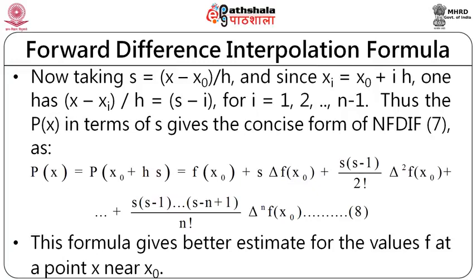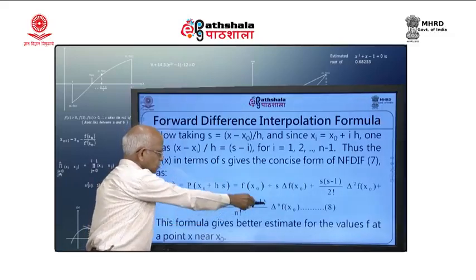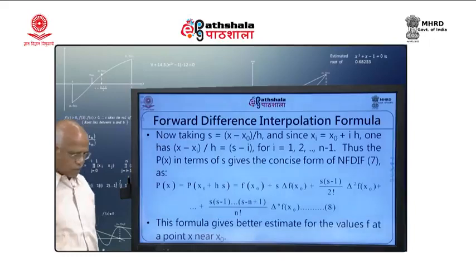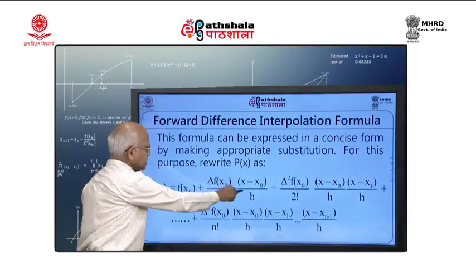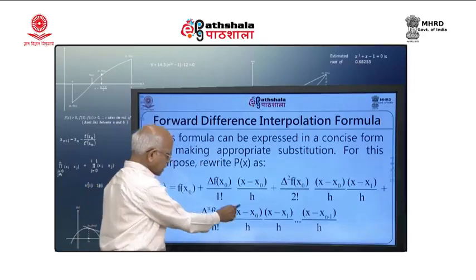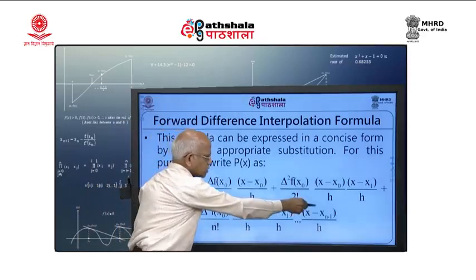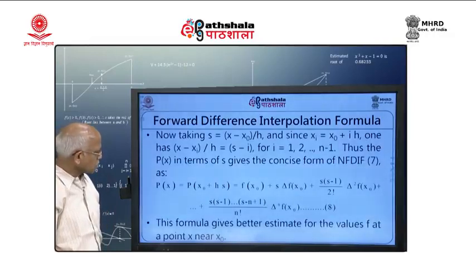So, this one I will get, and this will be equal to f x 0 plus s into del f x 0 plus s into s minus 1 by 2 factorial into delta square f x 0 and so on, and I will be getting s into s minus 1 up to s minus n plus 1 divided by n factorial into delta raised to n f x 0. This you can see from the expression over here. So, this is s, this is s minus 1 and so on, and this is s minus n plus 1. That is how I get the final expression like this.